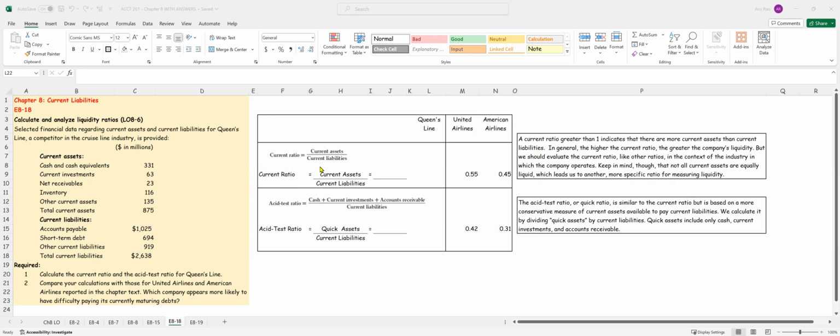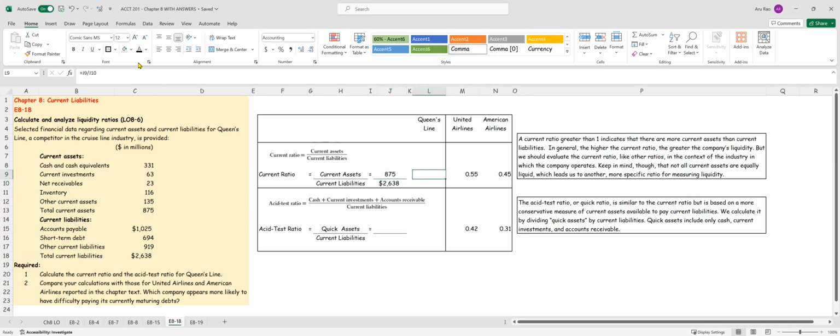So current ratio is current assets divided by current liabilities. So total current assets divided by total current liabilities. Now this number is given to me in the problem. My current assets are 875. My current liabilities are 2638. Right off the bat, I know this is not good news. So when I do my calculation, my current ratio is 0.33.